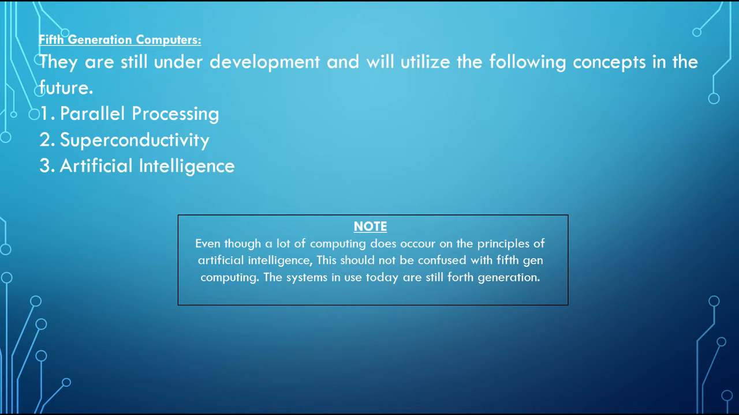Now, coming to the fifth generation of computers, they are still under development, and hopefully they'll utilize the following concepts in the future. That is parallel processing, superconductivity, and artificial intelligence. Parallel processing is basically you put together a whole lot of microprocessors, then you divide a really big task into many small ones, and you supply each microprocessor with a smaller task, so they do all their work and we can finally combine the result.